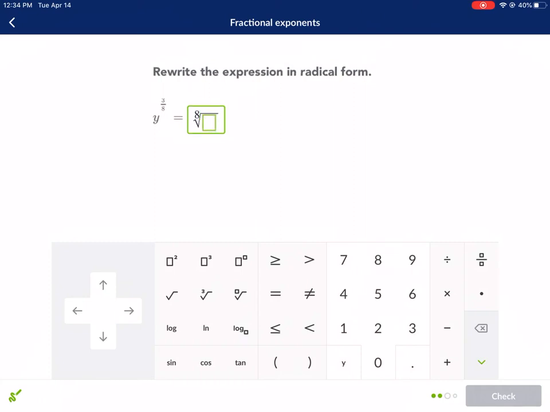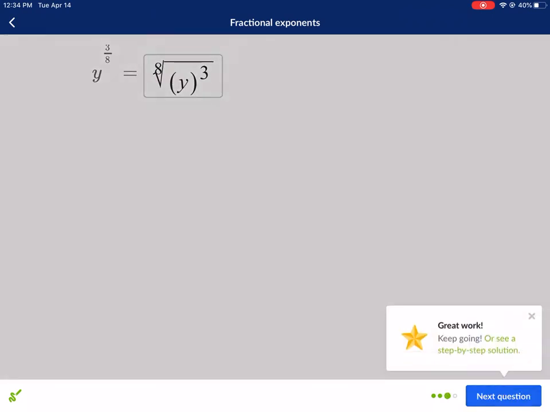Now I'm going to be raising y, so I can write it like that. And what am I raising it to? Well, I'm raising y to the 3rd power. And that should give me my correct answer.